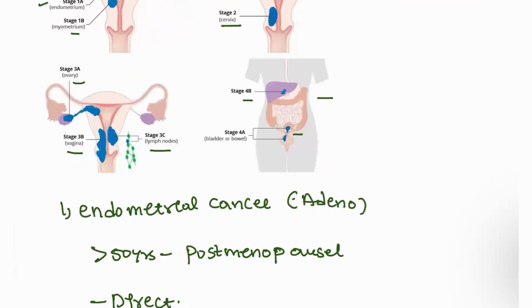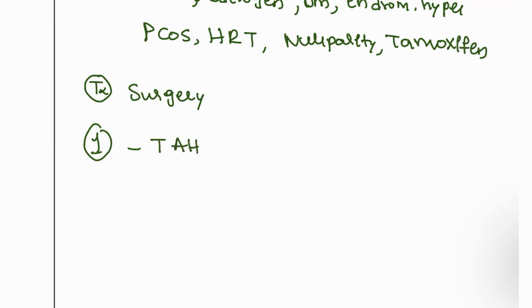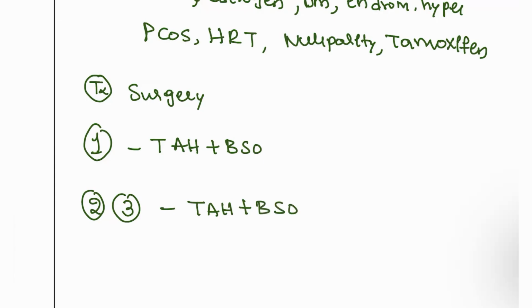Next, what is the protocol for the treatment? The treatment protocol for this patient is always going to be surgery. But how are we going to proceed? For stage 1, we go for total abdominal hysterectomy with bilateral salpingo-oophorectomy. Next, for stage 2 and stage 3, we also do total abdominal hysterectomy with bilateral salpingo-oophorectomy plus lymph node dissection.